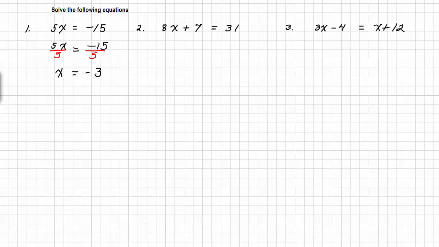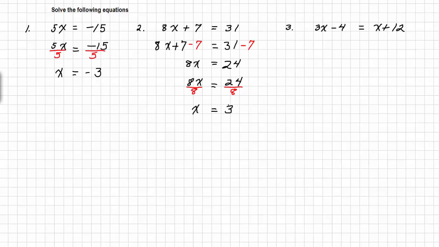In the second equation, we have 8x plus 7 equals 31. In order to leave the x on the left side by itself, we have to eliminate the plus 7. To do that, we subtract 7 from both sides. We end up with 8x plus 7 minus 7, or 8x, equals 31 minus 7, or 24. To get 1x on the left, you divide both sides by the coefficient of x, which is 8. So we end up with 8x over 8 equals 24 over 8, or x equals 3.